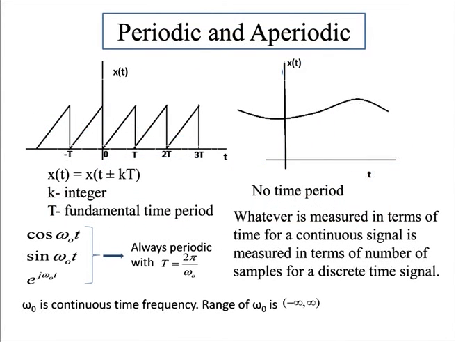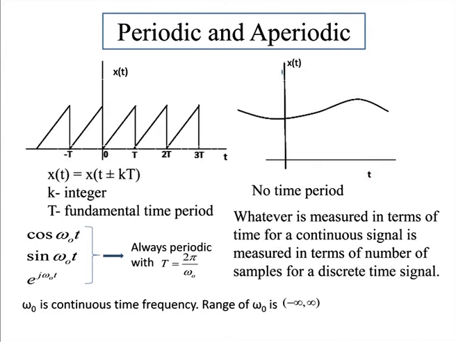Periodic and aperiodic signals. The left one which we see, if the signal repeats itself after some time, then it is called a periodic signal, and that minimum time is called the period of the signal. So, x(t) is equal to x(t plus or minus kT), where k is an integer and T is the fundamental time period. Cos omega naught t, sin omega naught t, e to the power j omega naught t are periodic signals where the period is 2 pi by omega naught. If the signal does not have any time period, then it is aperiodic.